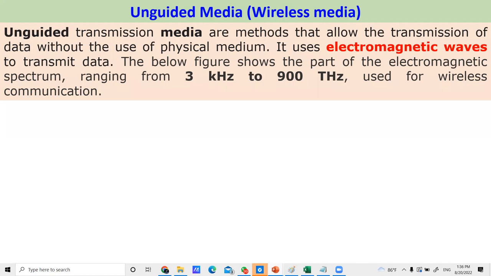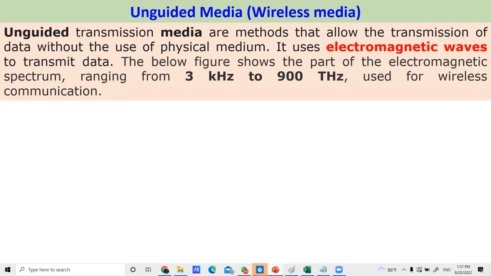No physical medium. Then if there is no physical medium, how does data move from one location to another? They are using electromagnetic waves. Through the electromagnetic waves, it is able to carry data from one location to another location.